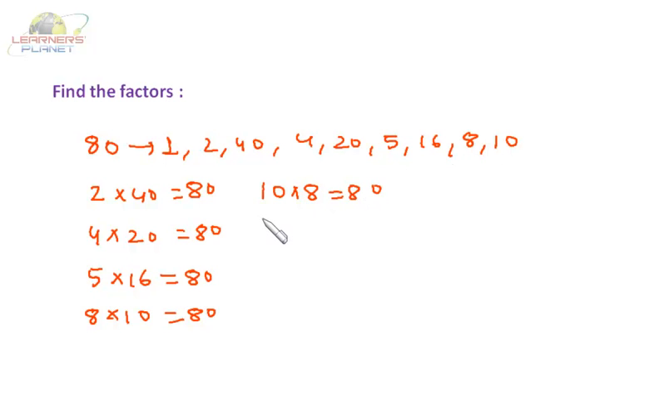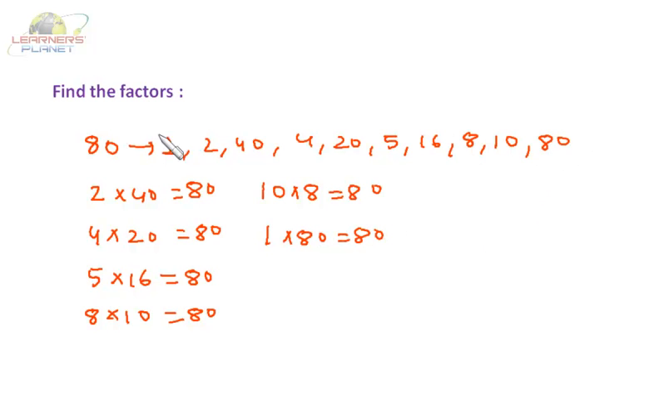Now go for 11, 12, 13, 14, 15, 16. 16 into 5 is 80. That means 16 and 5 are the factors of 80, which we have already mentioned. And the last factor is 1 into 80, that is 80.